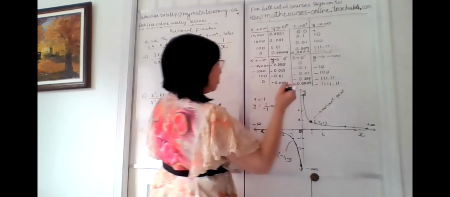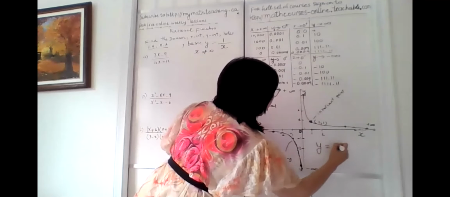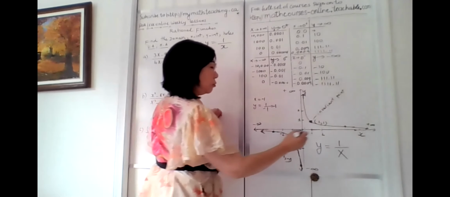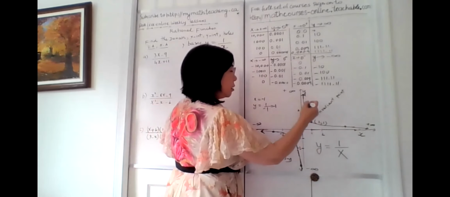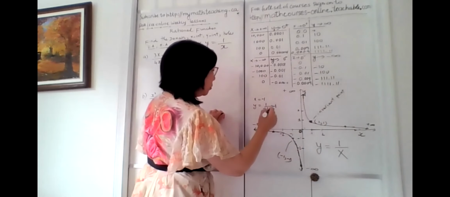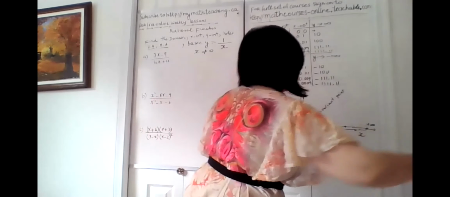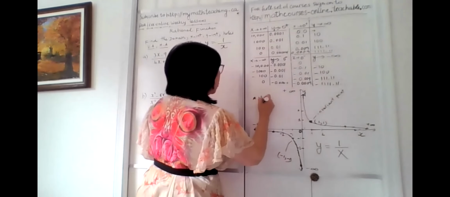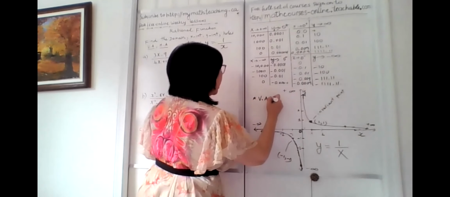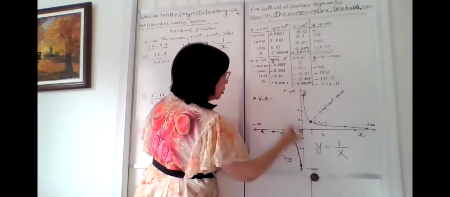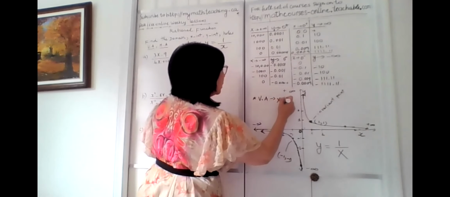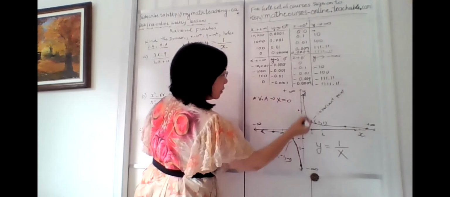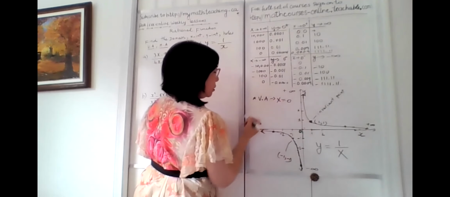This is the function, let me write down, this function y equals 1 over x. For this basic function, we know that the vertical asymptote, and let me mark here, is the line x equals 0, because at this line, x equals 0. This vertical line here is the vertical asymptote.